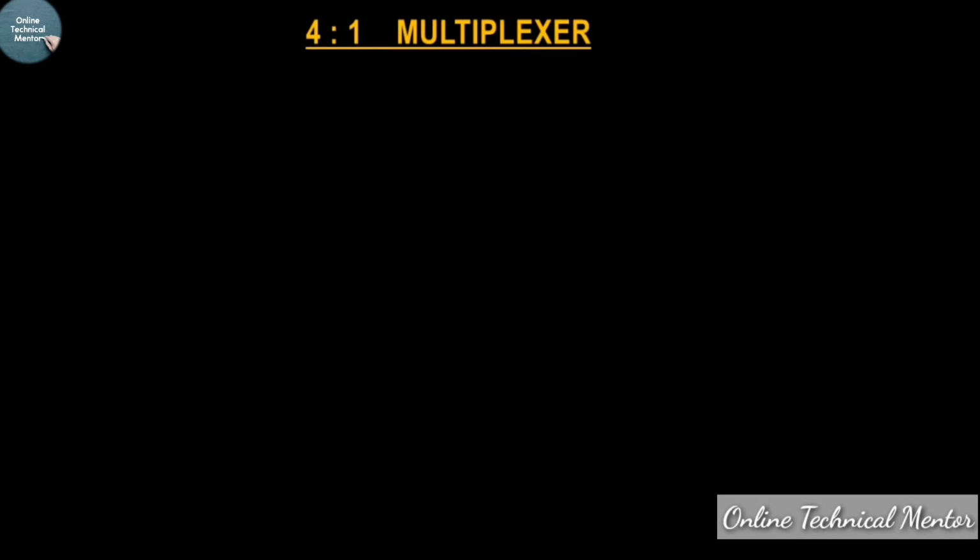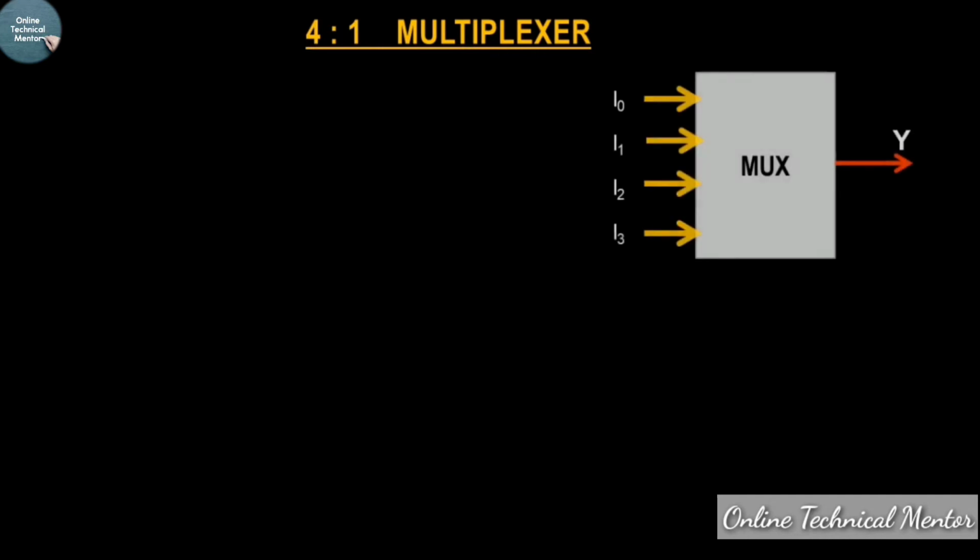In my last presentation, I showed you how to design a multiplexer. In this video, I will show you how to design a 4:1 multiplexer. The 4 indicates the number of inputs and the 1 indicates the number of outputs in a multiplexer. Let me show you a block diagram of the 4:1 multiplexer. So this is the block diagram of the 4:1 multiplexer.